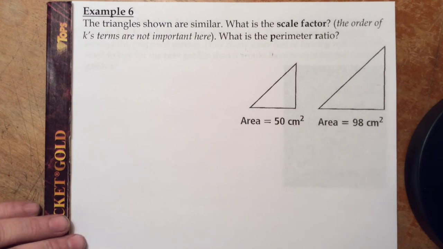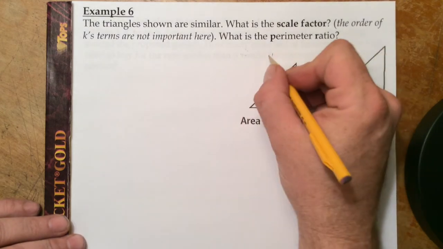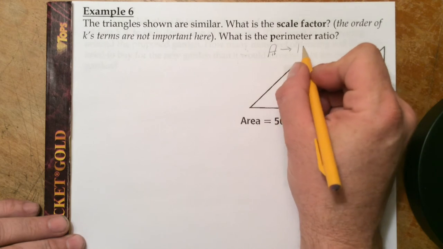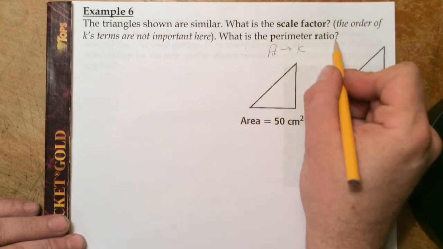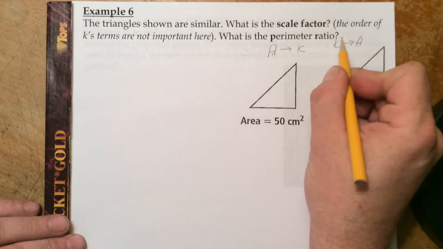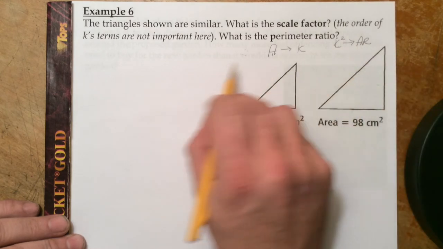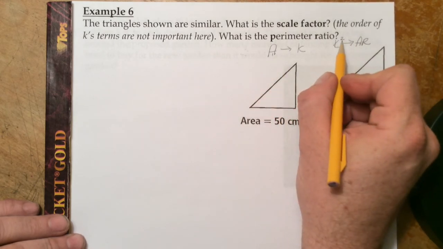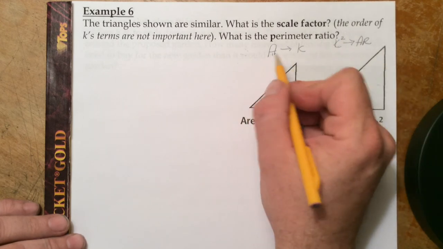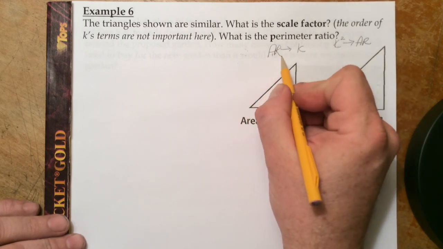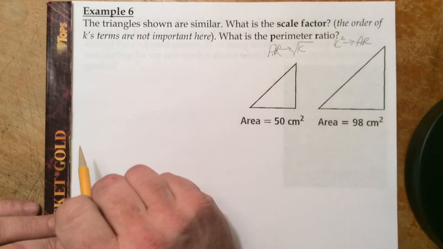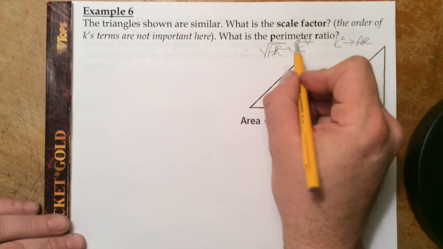Example 6. The triangles shown are similar. What is the scale factor? So we need to find the scale factor first. So we're going from area, and we're going to go find the scale factor. So far we've always gone from the scale factor and gone to area. To do that, we squared the K to get the area ratio. Here we're going backwards, so the inverse operation of squaring is to take the square root. So the square root of AR will give us K.